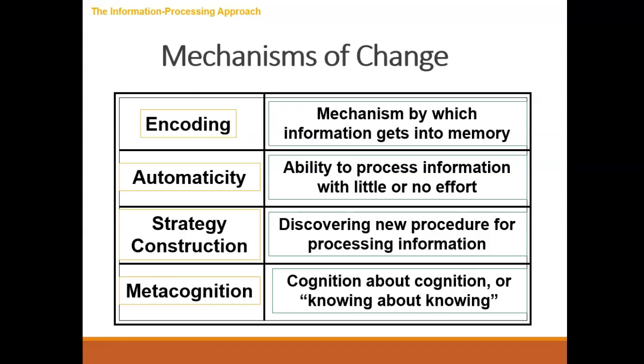Now, there are exceptions, obviously. Another is strategy construction. So another way that you can change the way that you process information is using strategies. So discovering new procedures for processing information. So thinking to yourself, oh, well, if I maybe take notes in this particular way, it helps me to understand that information better, that sort of thing. And then there's metacognition. This is knowing about knowing, or thinking about thinking. So knowing about the way that people acquire and have knowledge, thinking about the way that people think and have thoughts.